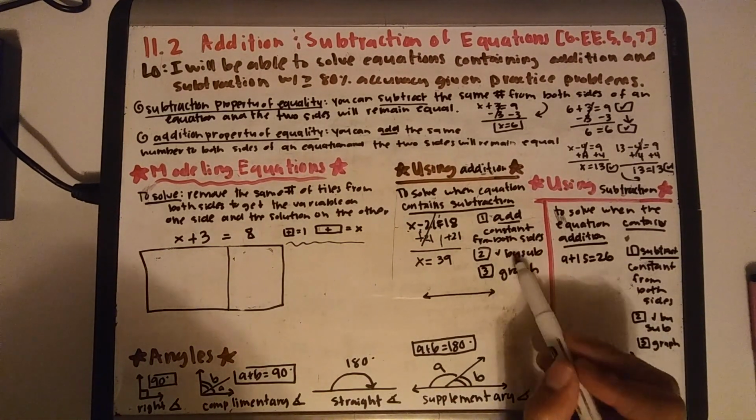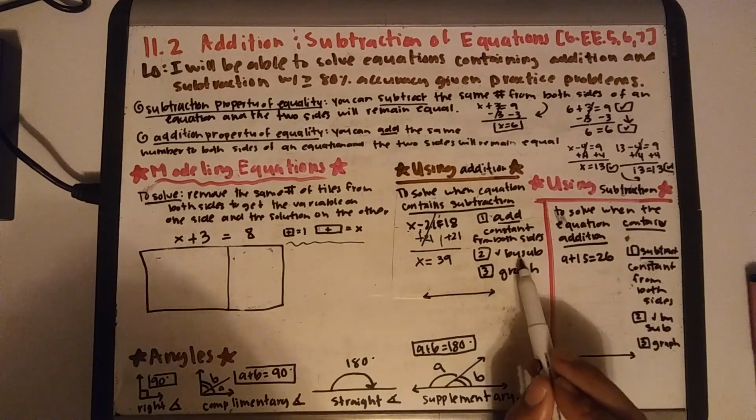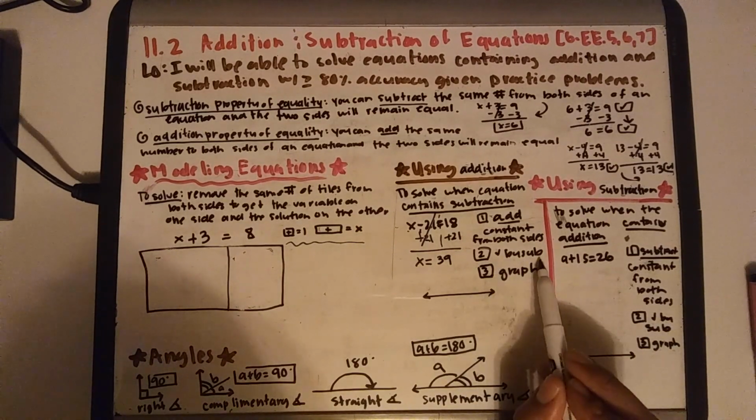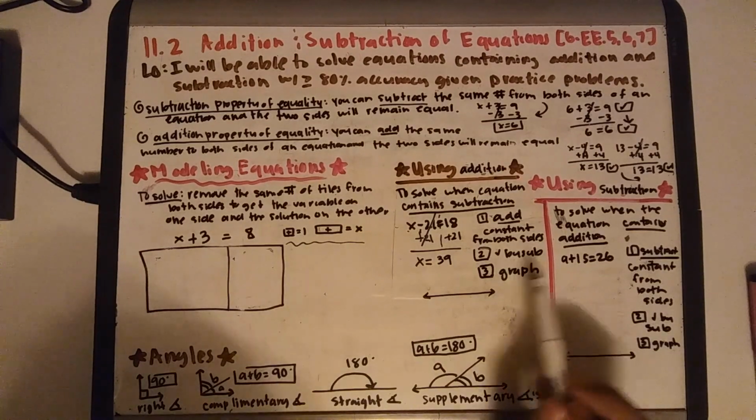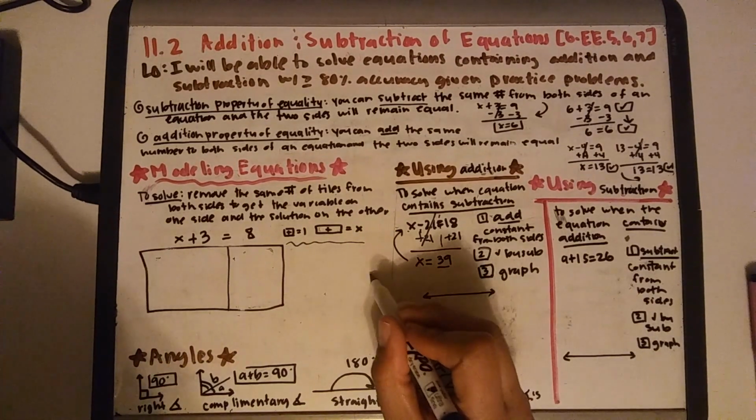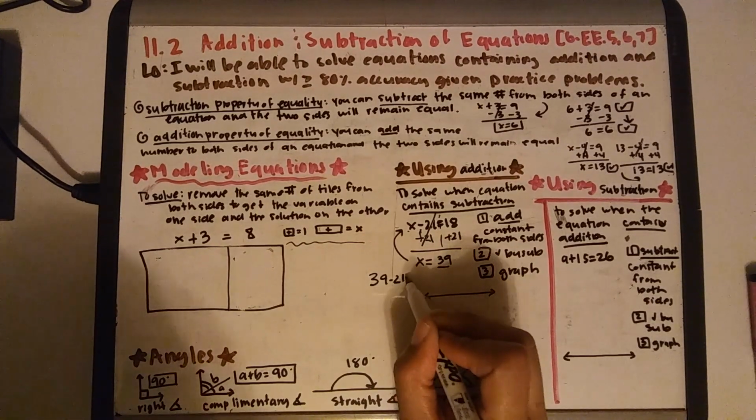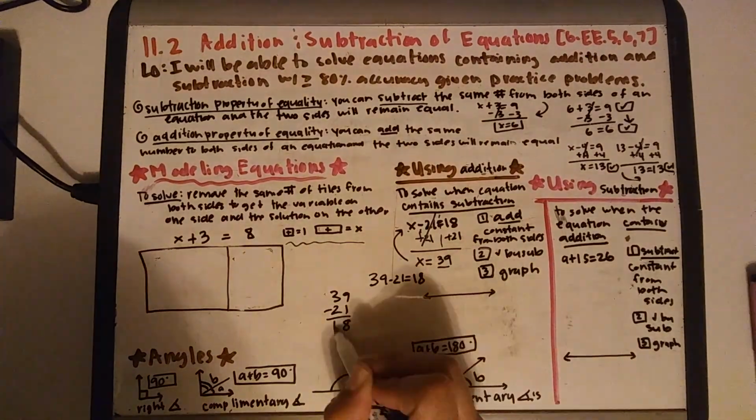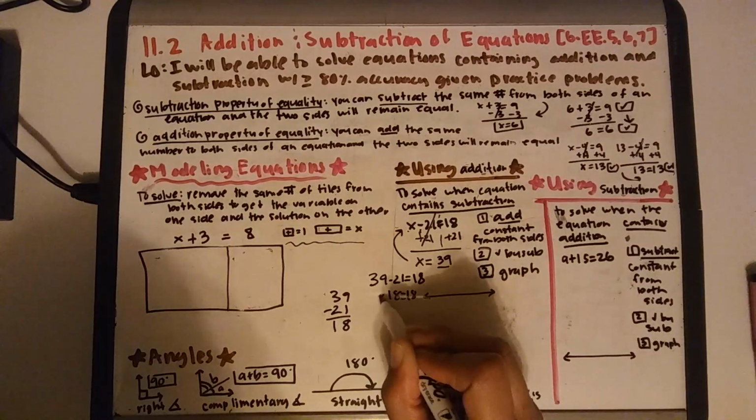So then I did that, and the next thing you're going to do is plug it in. You're going to check by substituting. If I substitute this back here where I see the x, I see if that's true. So I go 39 minus 21. Is it true that it's 18? Let's see. Yep, 18 equals 18, so that checks. So my answer is correct.